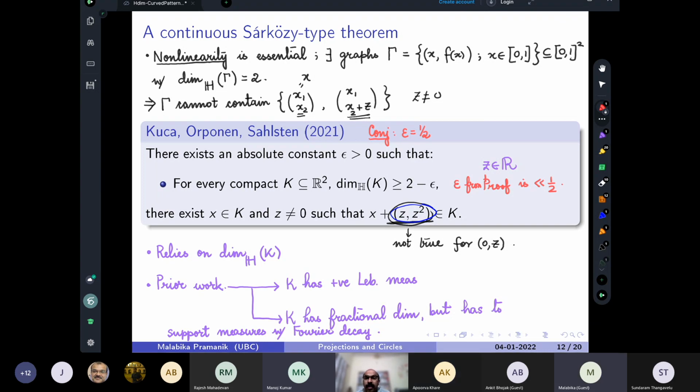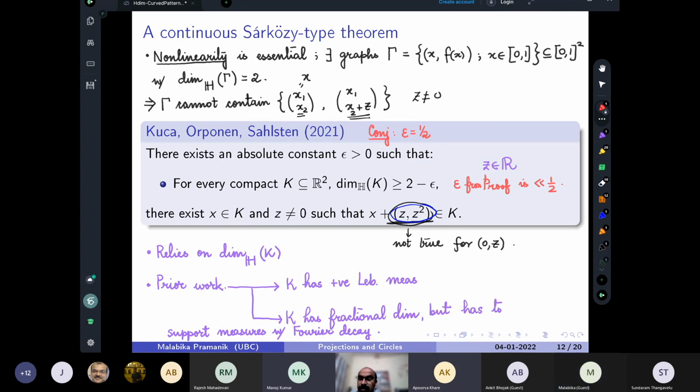You couldn't see my writing? No, not right now. Naru, can you see it? Yeah, I can. There is a lag. Okay. Maybe it will appear. So I said conjecture epsilon equals 1/2, and I wrote that epsilon from the proof is much less than 1/2. Yeah, I can see it now.